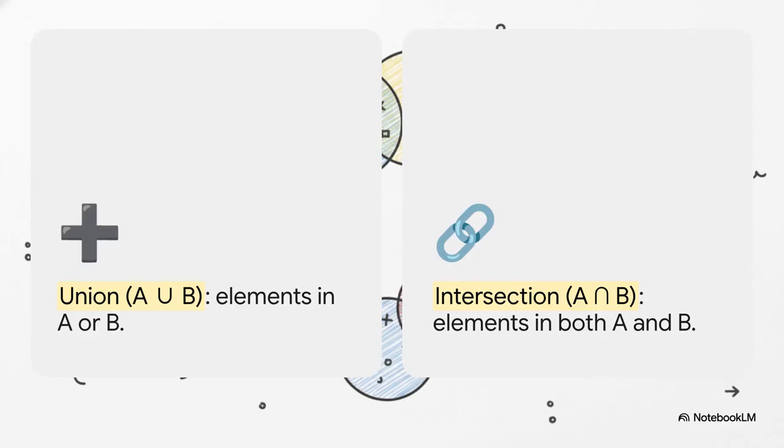Now, what's really interesting about this slide is how we can translate these math symbols right into plain English. Let's start with our first 2 filters. Union, which is written as A union B, simply means taking all the elements in set A, or in set B, or in both. It's basically a massive OR filter. You're just lumping it all into one big bucket. Intersection, on the other hand, is way more strict. Written as A intersect B, it's an AND filter. You are only keeping the specific elements that those 2 sets share in common.